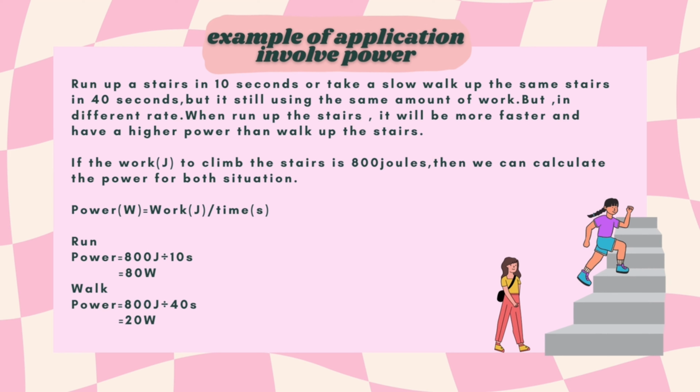If the work to climb the stair is 800 joules, then we can calculate the power for both situations. We will use the formula power equals work over time. First, we will calculate the power when running up the stair. 800 joules divided by 10 seconds and we get 80 watts for the power. Then, calculate the power when walking up the stair. 800 joules divided by 40 seconds and we get 20 watts for the power. So we can conclude that when we run up the stair, it will generate more power than when we walk.